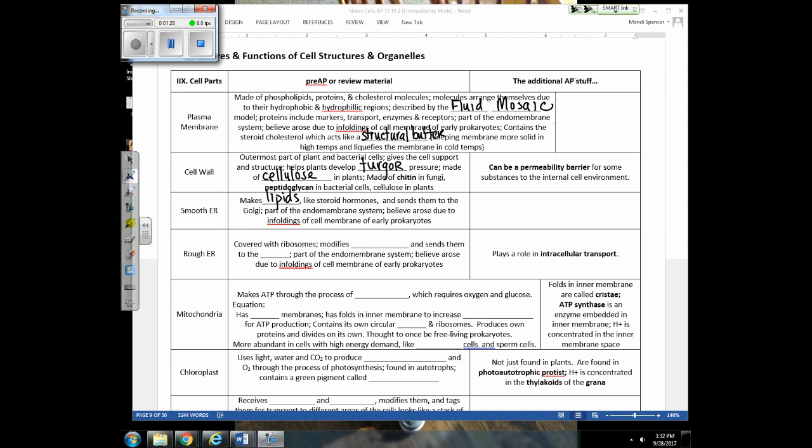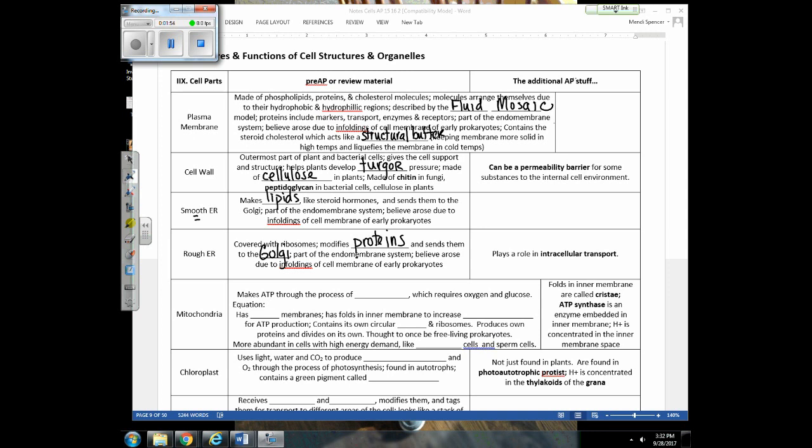So you're rubbing fat on your hair and on your skin to make it smooth. So try to remember smooth going with fats. As for the rough ER, we know it's covered with ribosomes. It's going to modify proteins. From there, it's going to send them to the Golgi. It is one of many organelles that are part of the endomembrane system, again, due to the infolding of cell membranes of early prokaryotic cells.